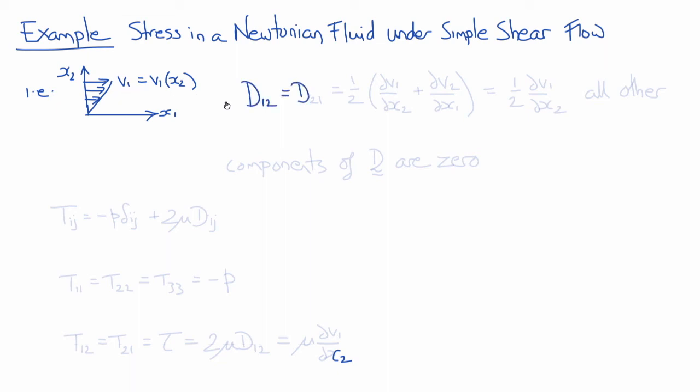So the only non-zero components of the rate of deformation tensor are d12 and d21, which are equal to 1/2 times del v1 del x2 plus del v2 del x1. This term's 0, so that leaves 1/2 of del v1 del x2, with all the other components of the rate of deformation tensor being 0.